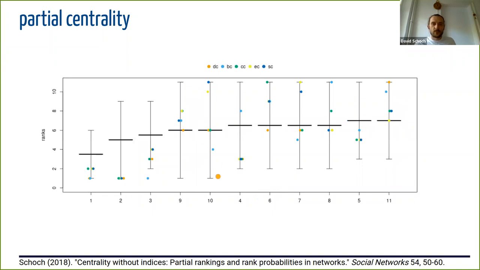What are the feasible positions in the centrality ranking a node can have? The colored ones are the positions in the rankings given by degree, betweenness, closeness, eigenvector, and subgraph centrality. The wider an interval is, the more degrees of freedom exist for a node to be ranked differently. For instance, node 10 could be anywhere from the most central node to almost the least central one. So this is to say that in this network, it's really hard to find any effect of centrality indices, because we find an index, subgraph centrality, where 10 is ranked the highest, but we also find an index where it's almost the least central one.